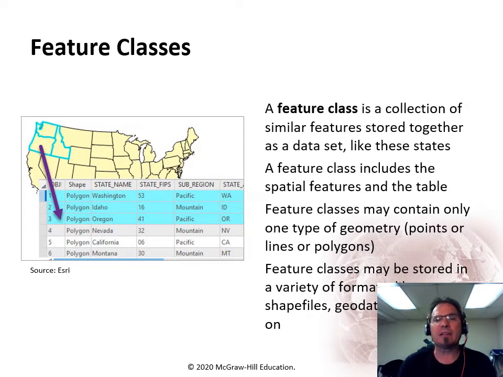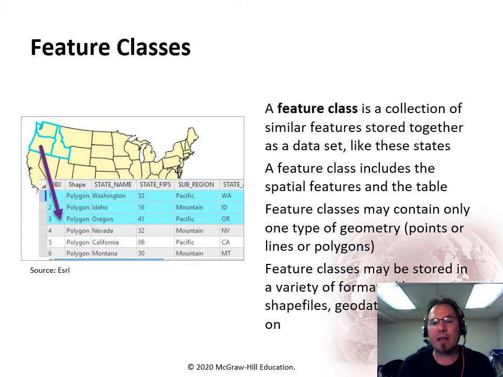A feature class is a collection of similar features stored together as a data set, like the states. When you open the attribute table, you're opening a feature class, which is that particular set of data. So all the states, or all of the counties, or all of the cities, all of the roads, are clumped together into a common feature class with one big attribute table with all of the various columns describing the data. Like I just mentioned, feature classes can only contain one type of geometry, which makes life much easier. You wouldn't want to mix and match these things.